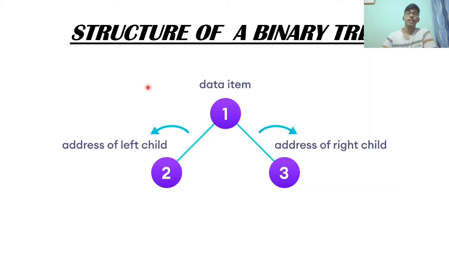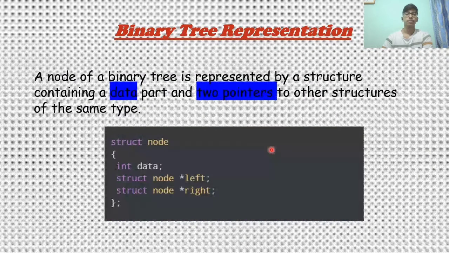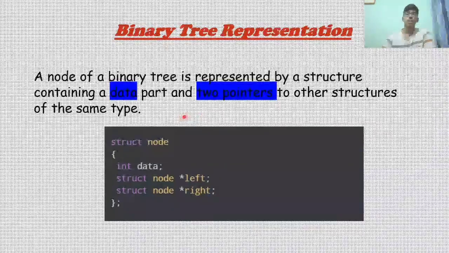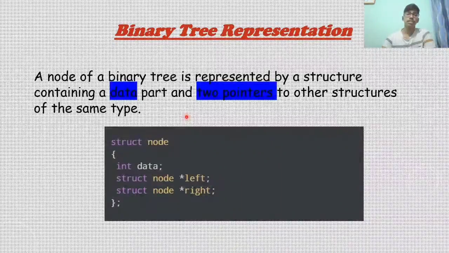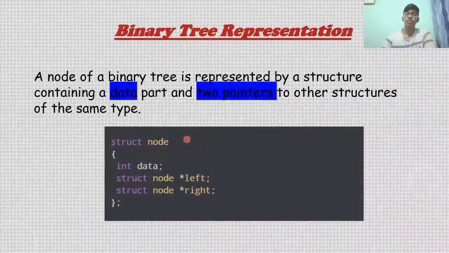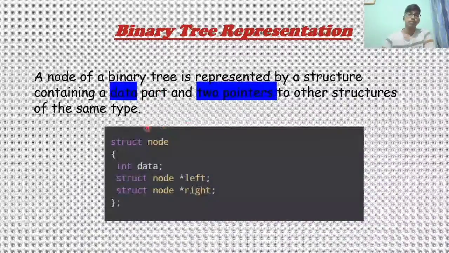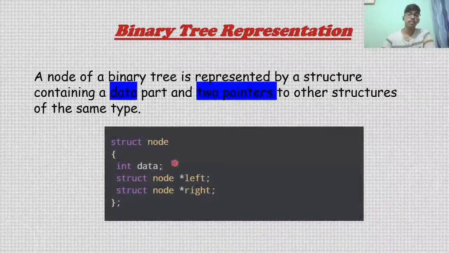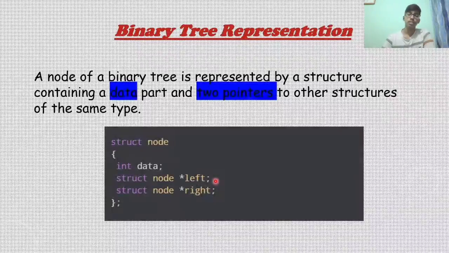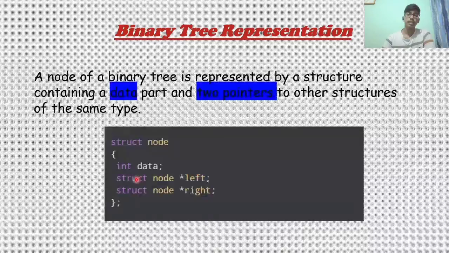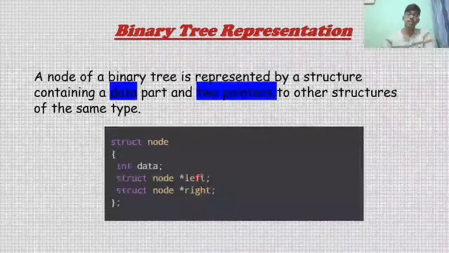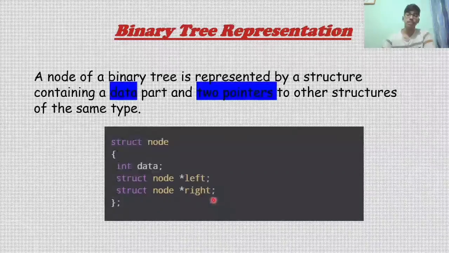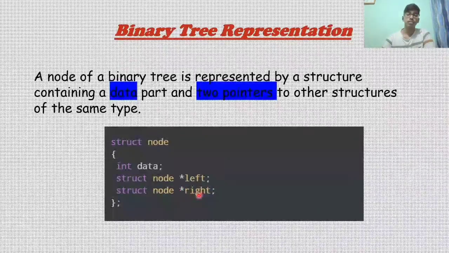Now let's see the structure of a binary tree. It consists of a data item, the address of the left child and the address of the right child. A node of a binary tree is represented by a structure containing a data part and 2 pointers to other structures of the same type. So we are declaring struct node which consists of data of integer type and a left pointer and a right pointer. The left pointer points to the left child and the right pointer points to the right child. So we are declaring struct node pointer left and struct node pointer right.